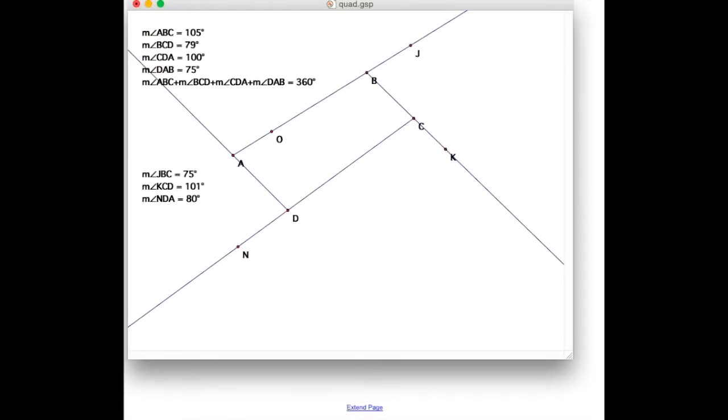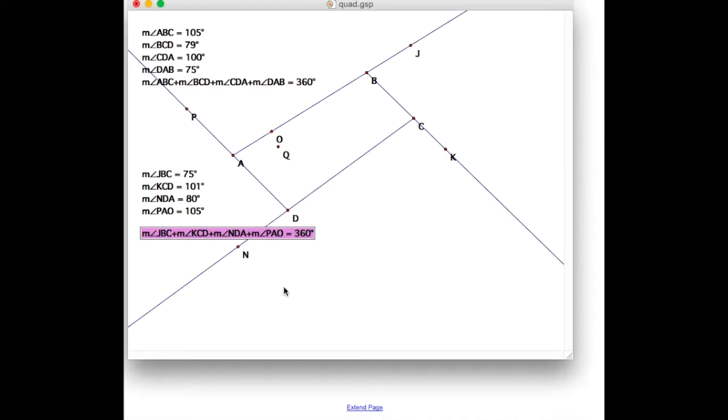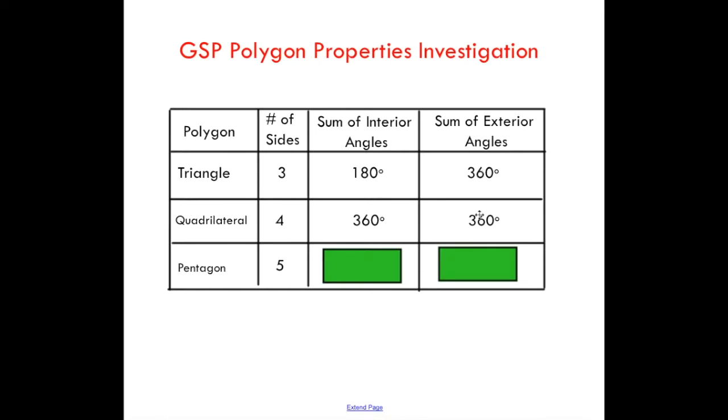Now when we go to look at all 4 exterior angles, using GSP, I can calculate the sum of my exterior angles for a quadrilateral. As you can see, it's 360 degrees. So you might be thinking, well, I'm starting to notice a pattern here. Let's just quickly look at a pentagon.